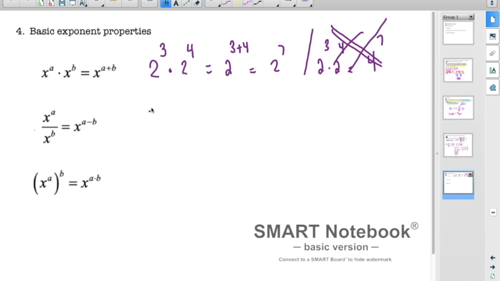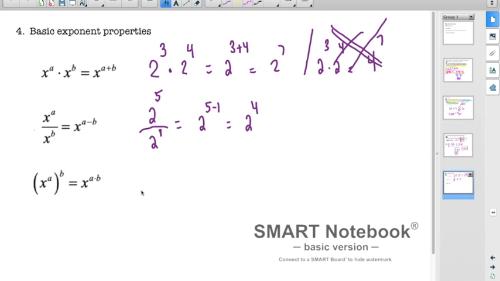Same for this. If I had 2 raised to the fifth divided by 2 raised to the first, that's telling me the rule is 2 raised to the 5 minus 1, which becomes 2 to the fourth, right?